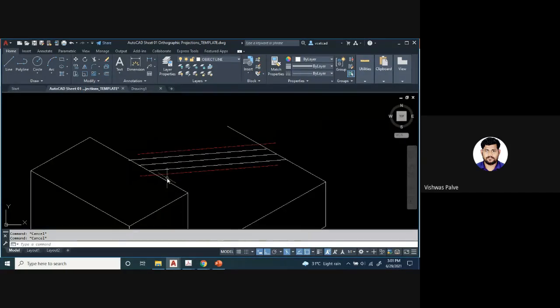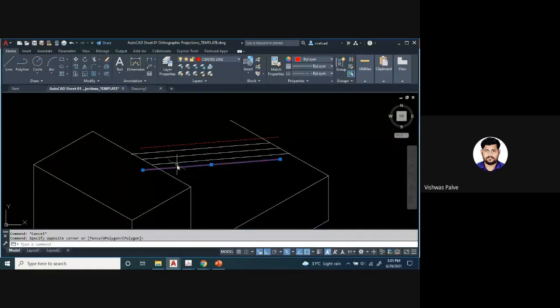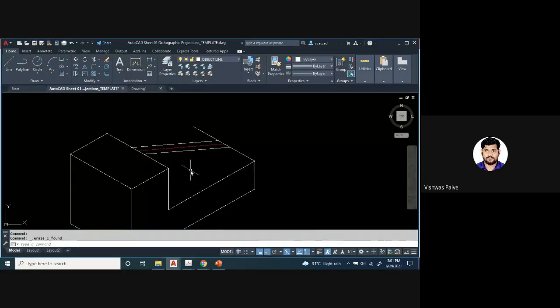Always keep in mind that whenever you want to draw a parallel line in isometric, you don't use the offset command, use the copy command. Then F5, shift the plane.